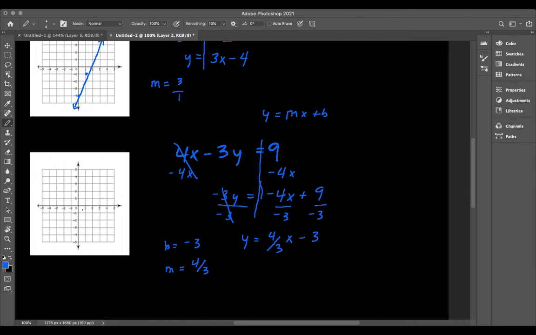So let's do it. Let's go to -3 on the y-intercept right here, and rise 4: 1, 2, 3, 4, and go over to the right 3 spots: 1, 2, 3. And there you go. And that's how the graph would work.